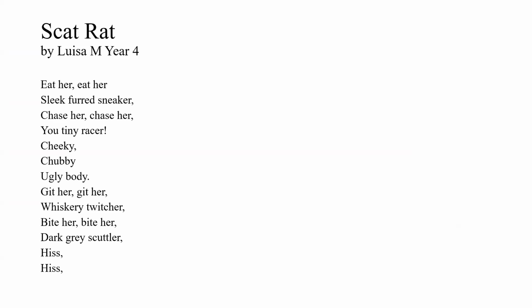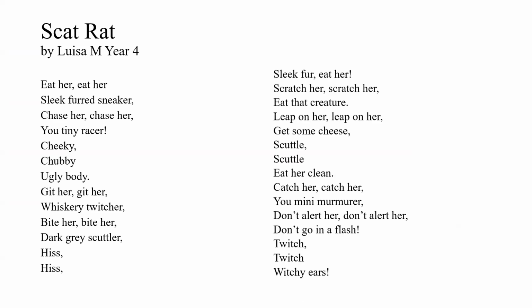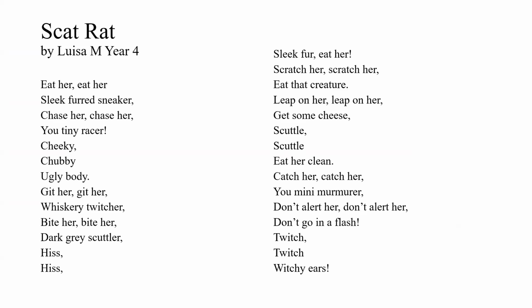Now remember, we've got on the Crown House site, go to Crown House, Bob Cox, click on any of the first 5 books, and you'll find lots of pupils writing. Eater, eater, sleek-furred sneaker, chaser, chaser, you tiny racer, cheeky chubby, ugly body, gitter, gitter, whiskery twitcher, biter, biter, dark grey scuttler, hiss, hiss. I'm going to leave you when you've gone over the video to read the rest.